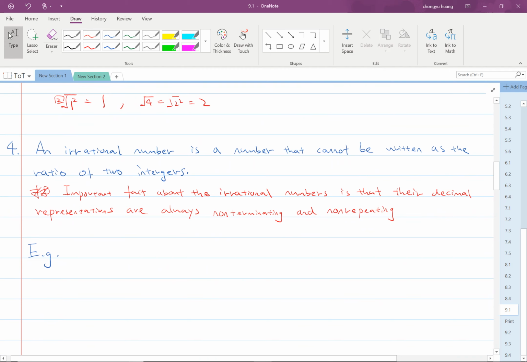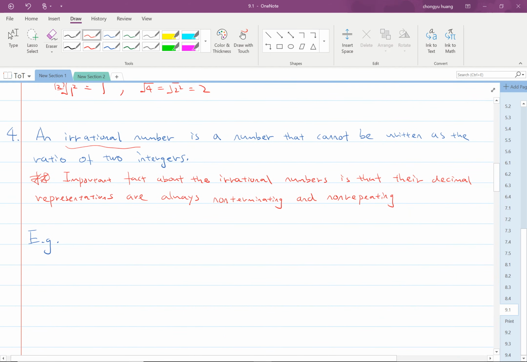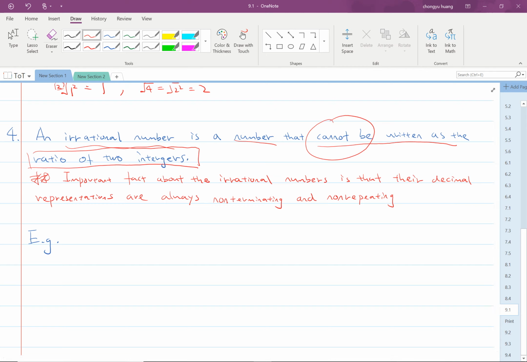Now the last thing we are going to talk about is the irrational number. An irrational number is a number that cannot be written as the ratio of two integers. Let me give you one example. As you can see, if we have the number 2, it can be written as 2 over 1, right?